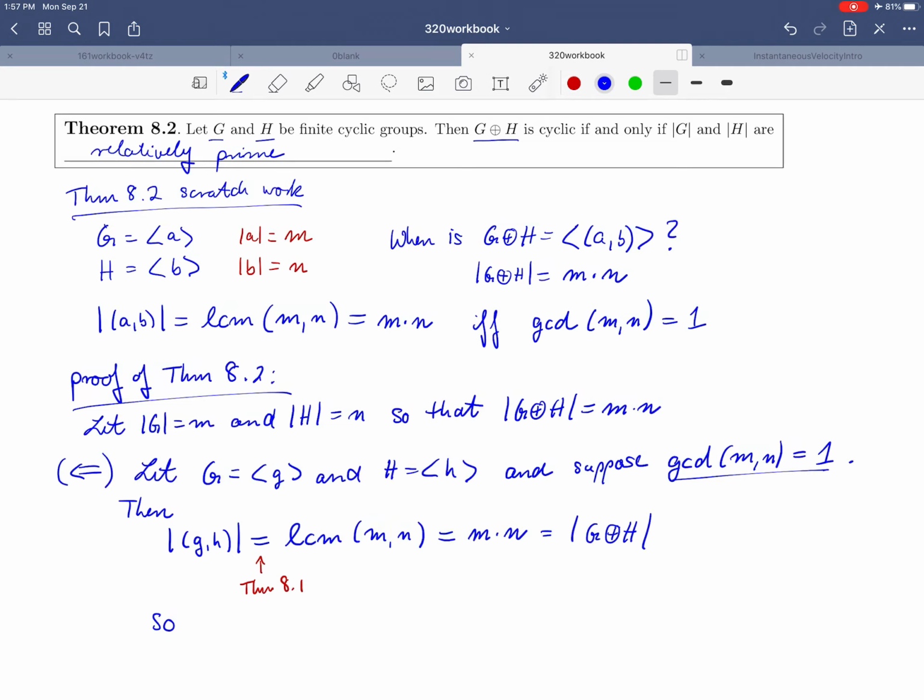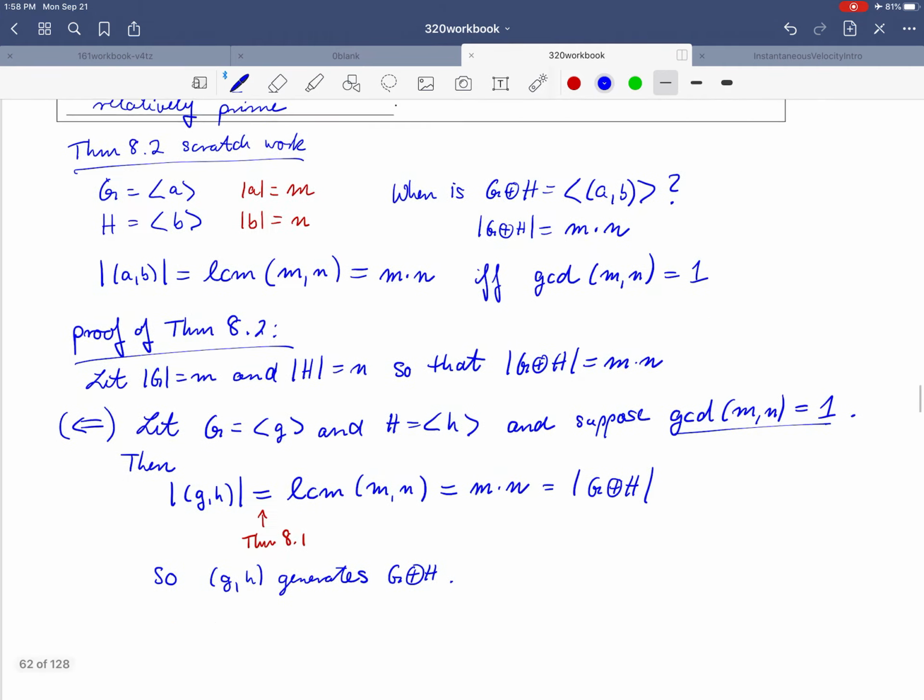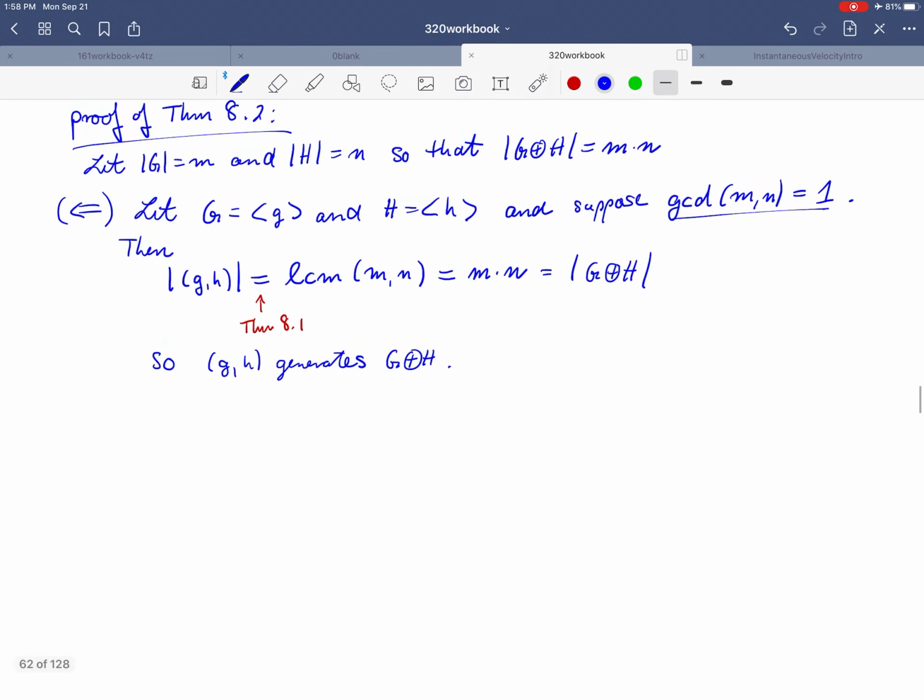So we have (G, H), our group element, is a generator for our group G plus H, our external direct product. So that is one direction of our proof. Now let's do the other direction.